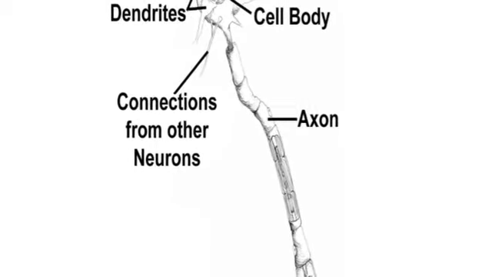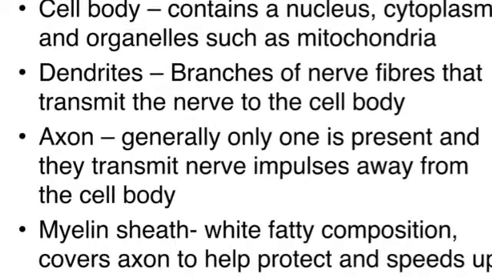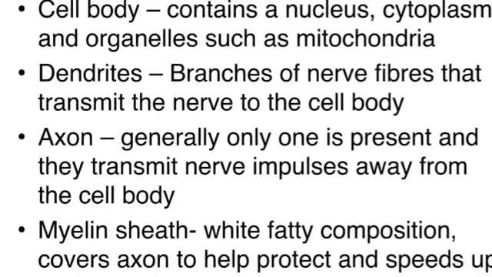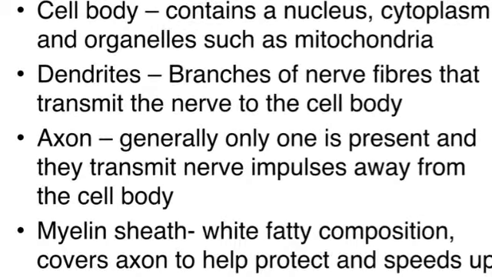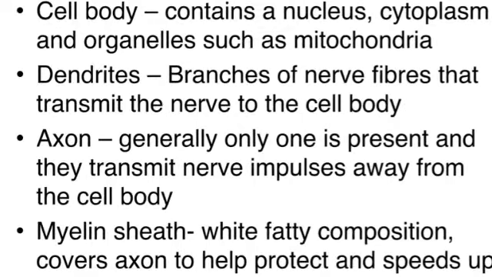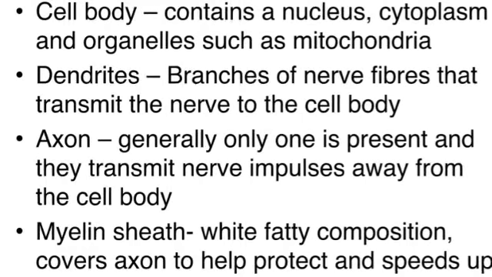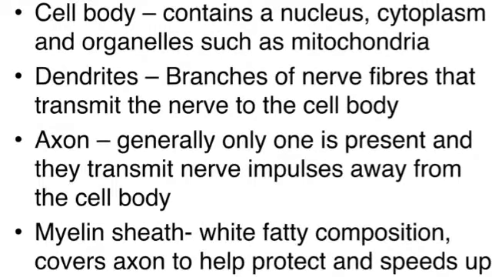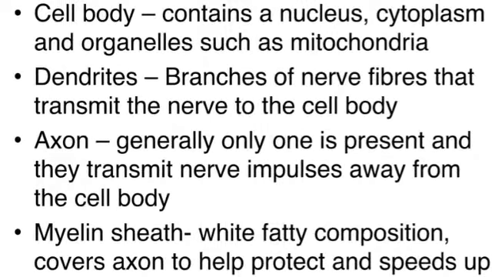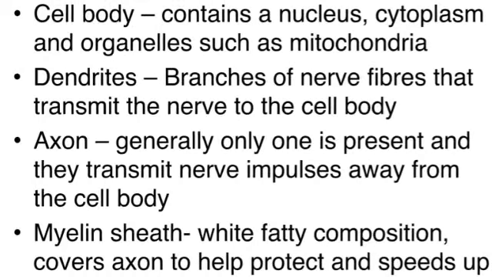Here is a picture of a nerve cell, so let's go into more detail of the structure. You have the cell body. The cell body is the centre of the neuron, the part with the nucleus. It has cytoplasm and organelles such as mitochondria. You have your dendrites. Dendrites are nerve fibres. They are like branches. They transmit nerve impulses to the cell body. Most neurons have several dendrites.